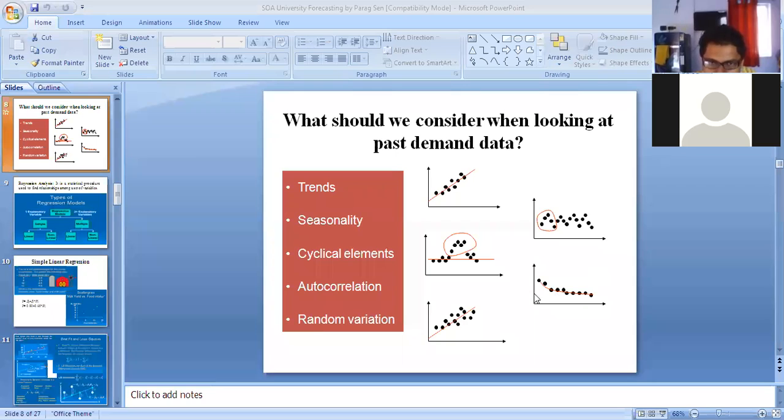So here it is known as the autocorrelation, and this is the random variation, because there is no specific pattern. This is just the random variation, but still we can see that there is an upward trend.